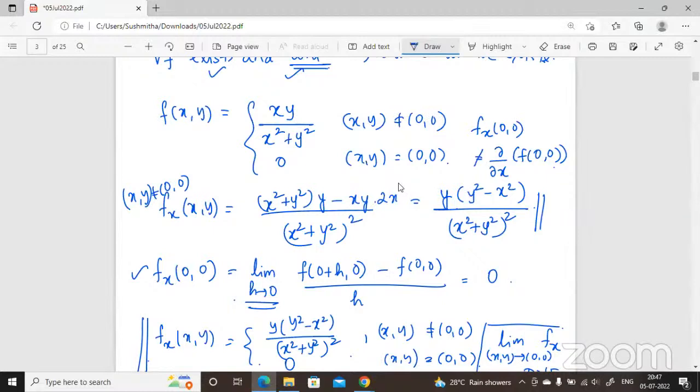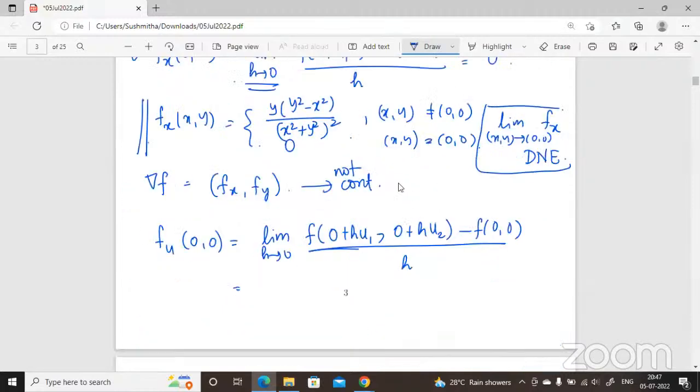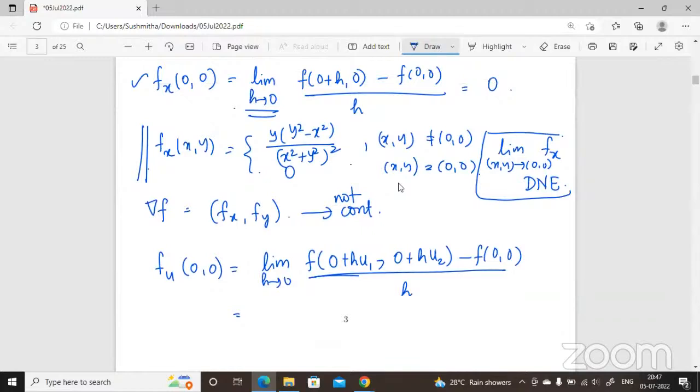Because when you're finding derivatives, you're actually looking at points nearby the point you actually want. Means if it's (0,0), I'm looking at points nearby (0,0), and at points nearby (0,0) the definition is completely different. You have to use that definition, so you have to go by the actual limit. So now I have that del f is not continuous.